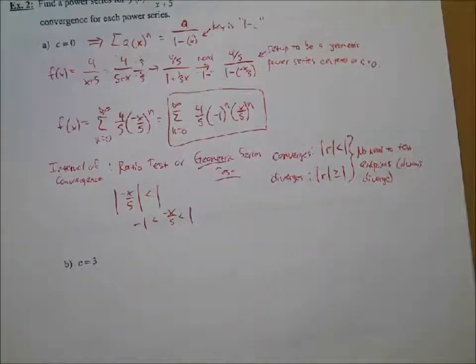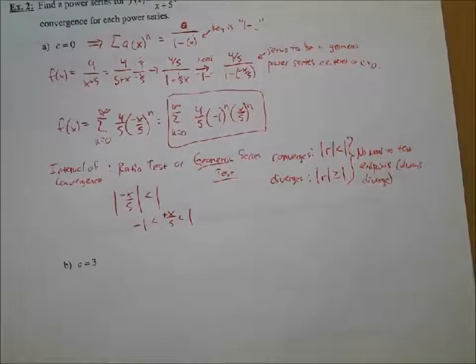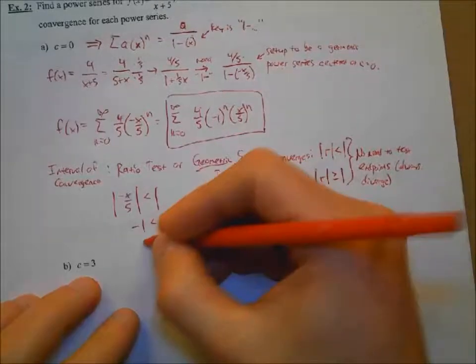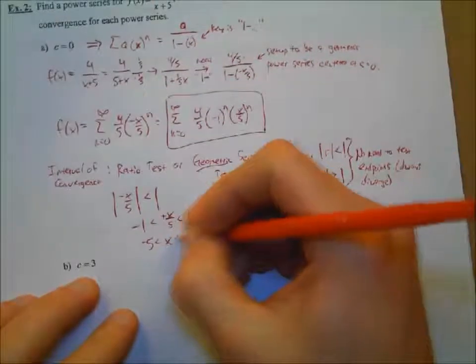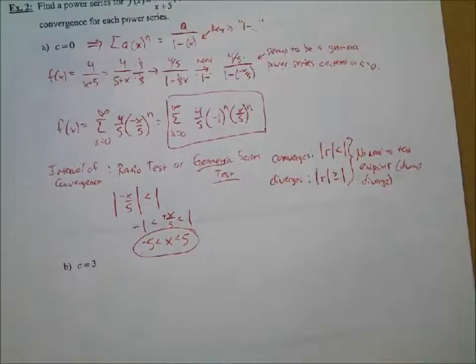Okay, and then what do we do? Oops, wait, I took absolute value there, so let me leave it positive. My bad, sorry. But anyway, what do we do now at this point to finish solving our inequality? Multiply by 5, so it's negative 5 less than x less than 5. And so there's our interval of convergence.